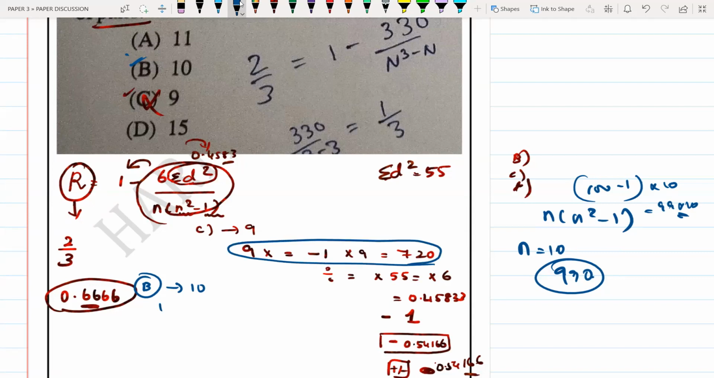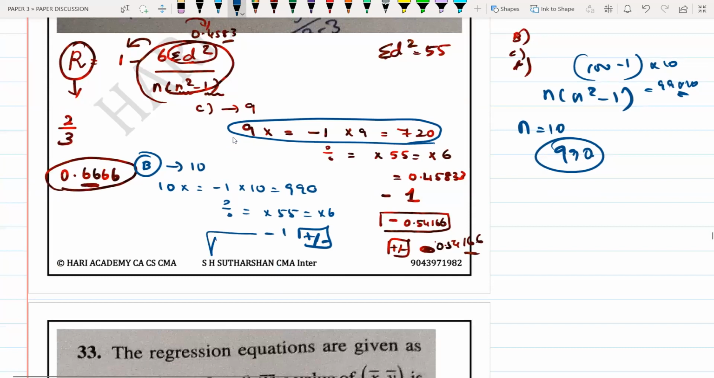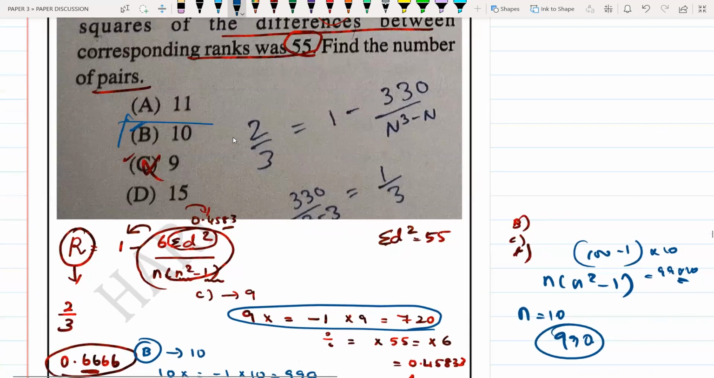Whatever we have done, we are going to do the same thing. 10 into equal to, that is square, minus 1, multiplied by 10 equal to, you get 990. Now press divided by equal to, you will take it into your numerator, multiply by 55 equal to, multiply by 6, then minus 1. Do what I say: 990 divided by equal to, multiply by 55, multiply by 6 equal to, minus 1. Now press the plus or minus button. Now you will get exactly 0.666666. So my final answer is going to be option B.